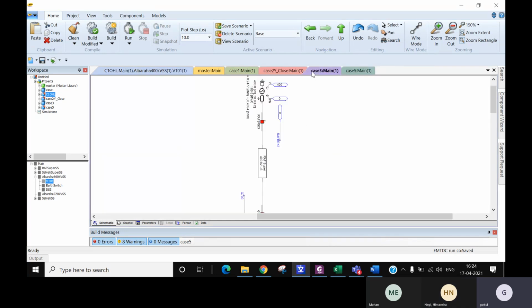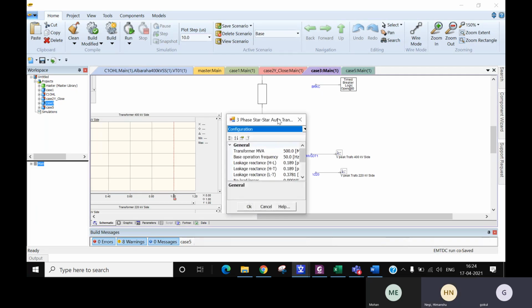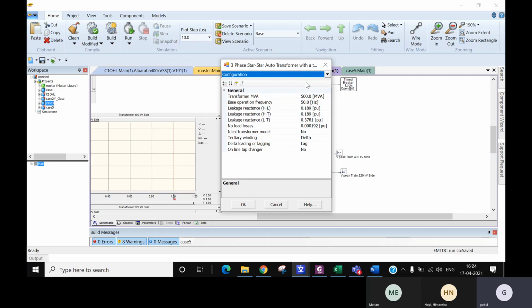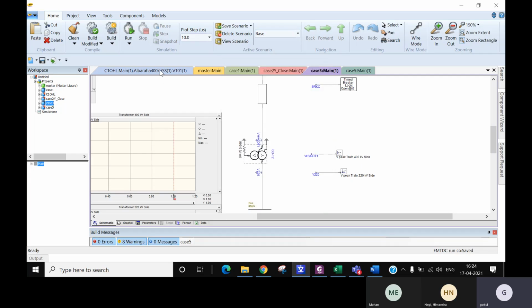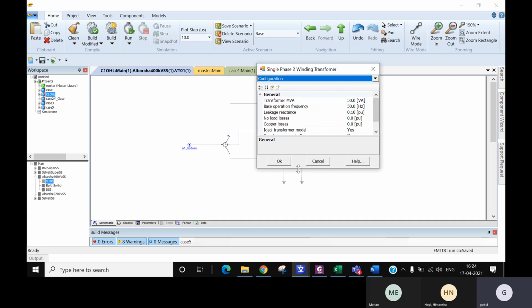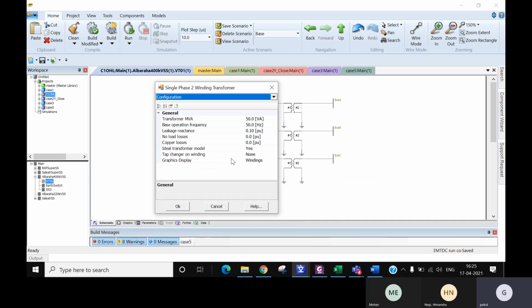And one important thing for modeling this transformer, the VT: the ideal transformer model should be in a saturation model. You should not model it as an unsaturated transformer. You should model it as a saturable transformer. So I'll show you how to take these values.